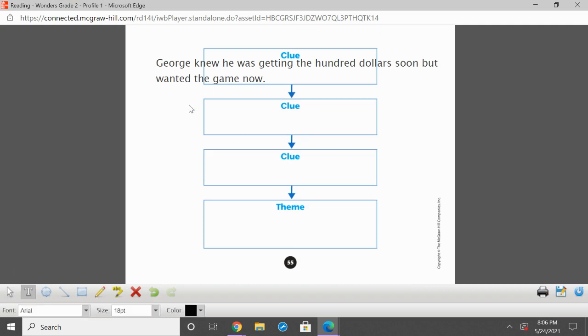So our next clue is that George borrowed money for the game because he thought he could pay everyone back with his birthday money.